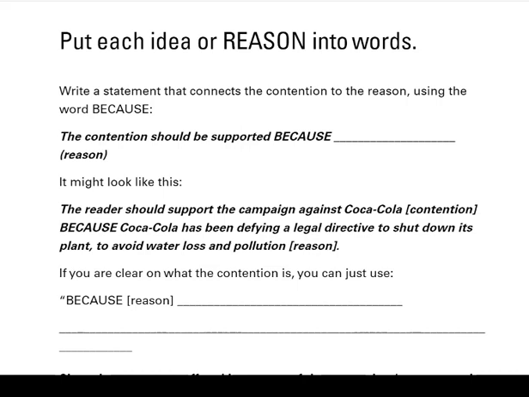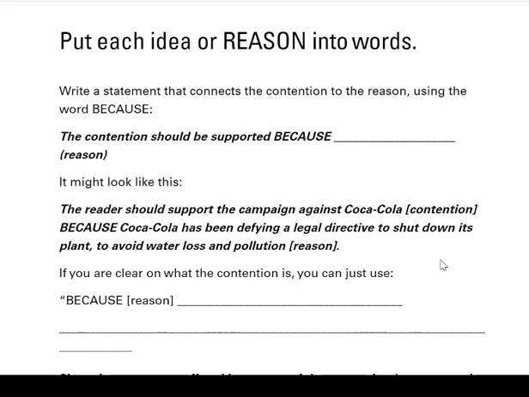So once you figure that out, what you're looking for is thinking of a phrase where you've got, on the one hand, say here, the contention should be supported, and then think of because, and then the reason that chunk of the text gives. It might look like this. The reader should support the campaign against Coca-Cola, that's the contention, because, and then the first reason, Coca-Cola has been defying a legal directive to shut down its plant to avoid water loss and pollution. All right, that's actually the first reason that's given in the text, that Coke's breaking the law. They're not following the law.